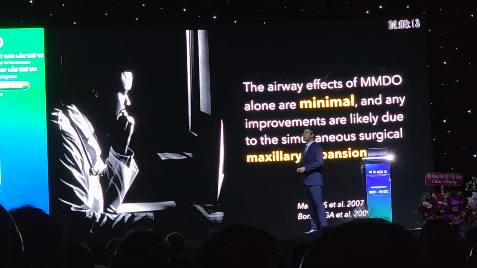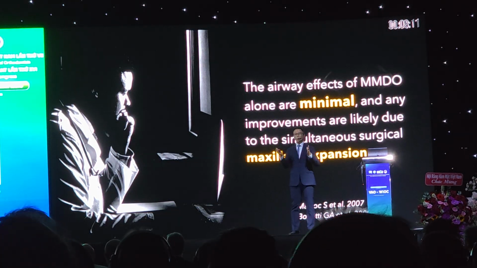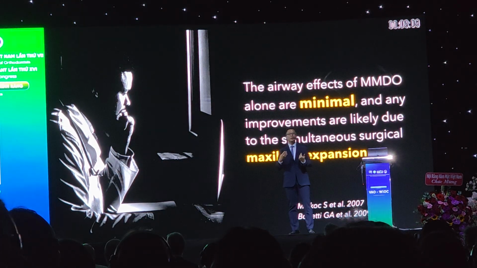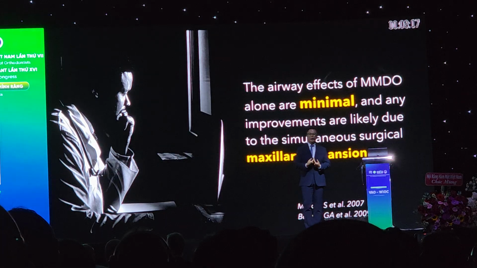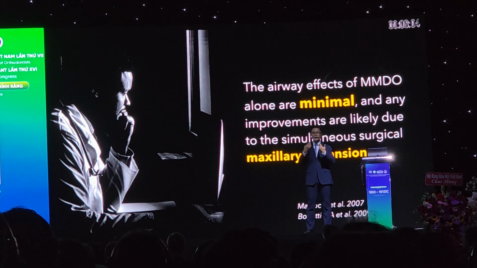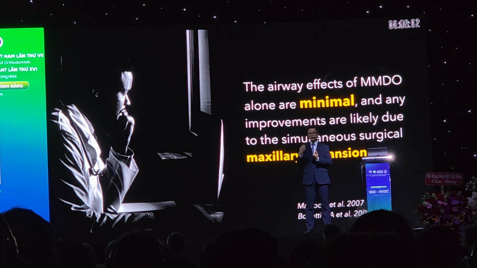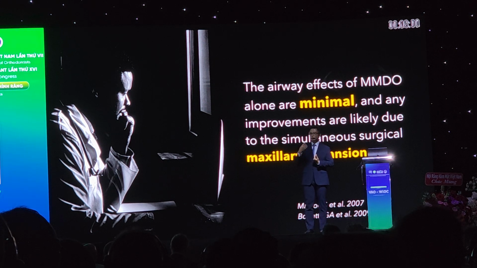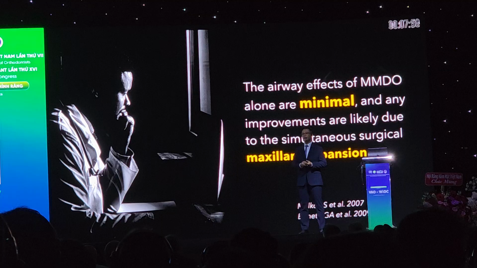But you have to know, expanding only the lower jaw is not going to cure the sleep apnea. The reason why we propose the lower expansion is to maximize the maxillary expansion. And symptoms reduce because of the maxillary expansion and then MMA.